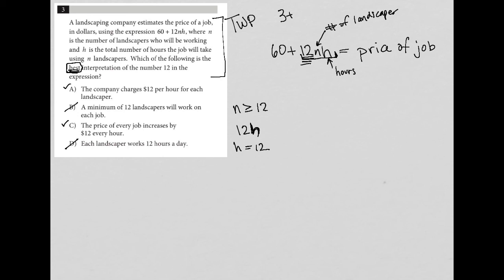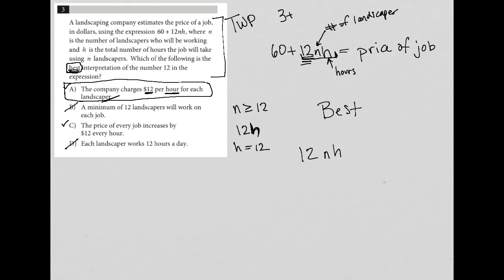So what we're left with is A and C. We're looking for the best answer. Out of the choices, I would like A better than C because it deals with the $12, right? So 12 being in front, hours, and landscaper. So I have 12, I have N, and I have H as a good translation of that answer, right? Versus for C, the translation, in my opinion, will be just a 12H. So that's why I think A is the best answer.